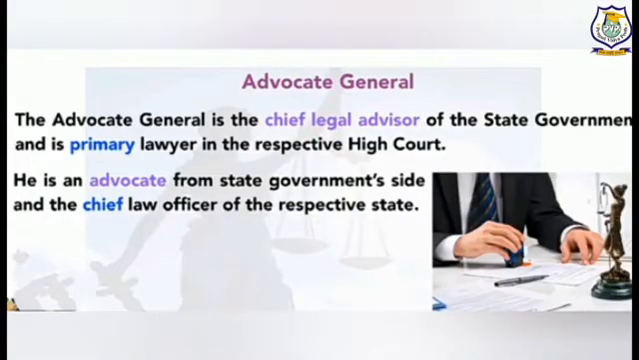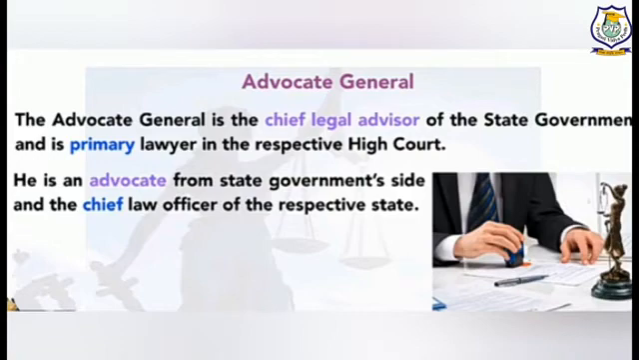Next is the Advocate General. The Advocate General is the chief legal advisor of the state government and is the primary lawyer in the respective high court. He is an advocate from the state government side and the chief law officer of the respective state. The Advocate General is different. The Advocate General is the chief legal advisor of the state government.